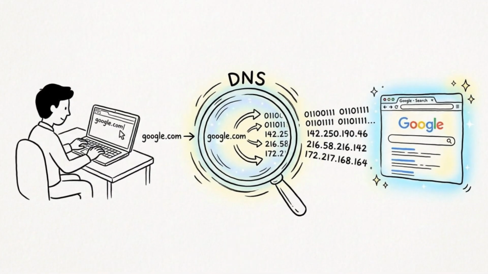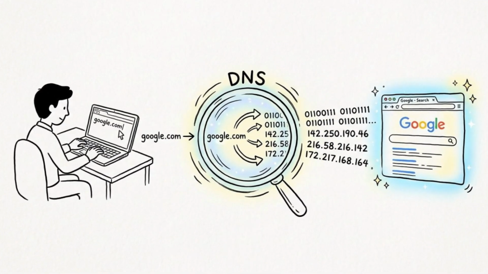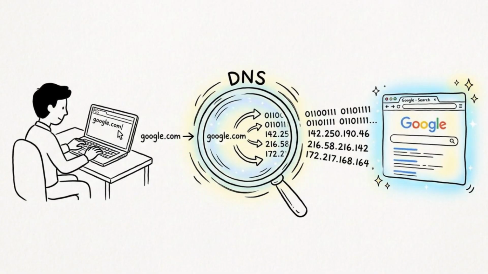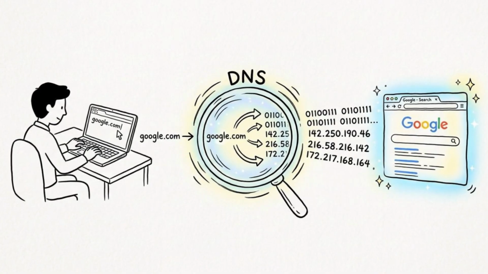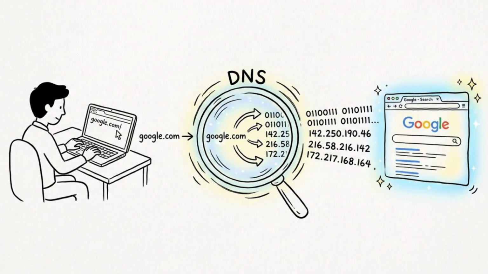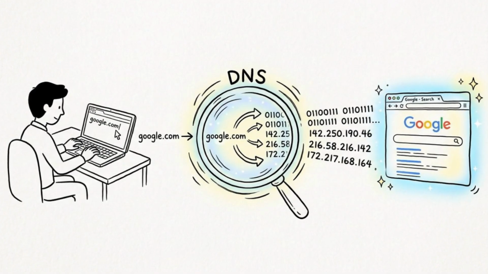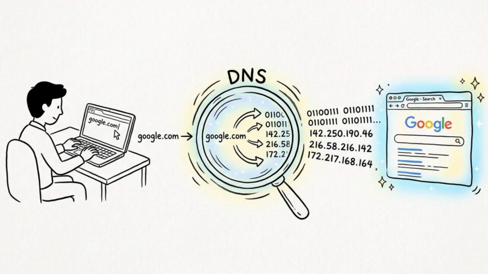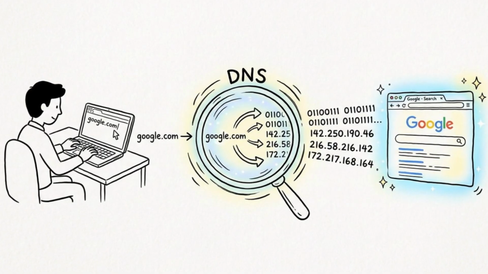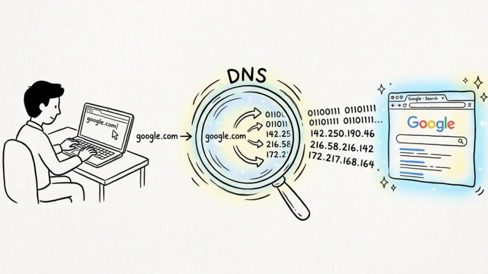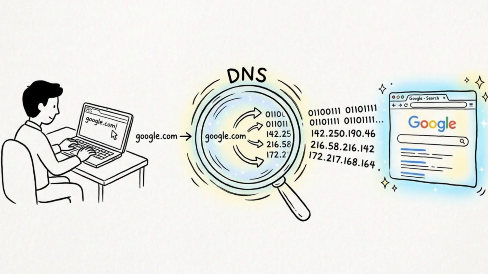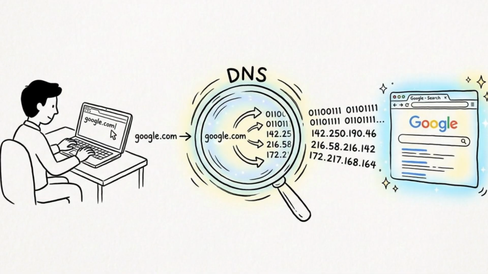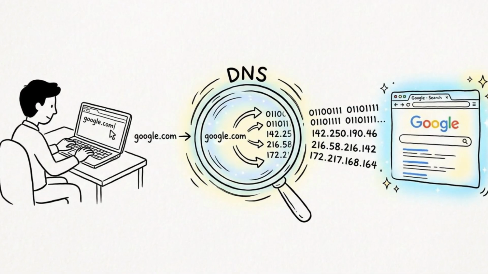Every single day, you type web addresses into your browser, like google.com or youtube.com. You hit enter, and within a split second, the page appears. It feels instant, effortless, almost like magic. But behind the curtain, your computer doesn't actually understand what youtube.com means. Computers don't speak human words. They speak numbers. So how does typing letters turn into loading a real website?